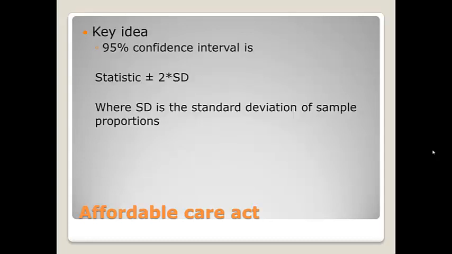It's for this reason that the 95% confidence interval can be approximated as the observed statistic plus or minus 2 standard deviations, where the standard deviation is the standard deviation of sample proportions.